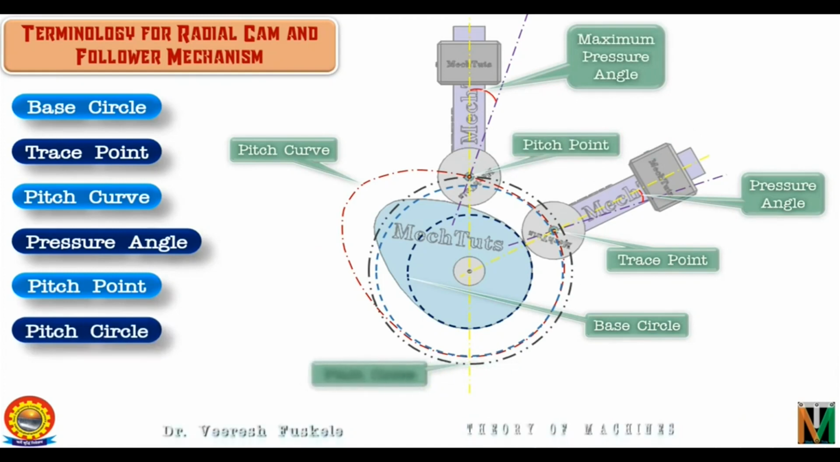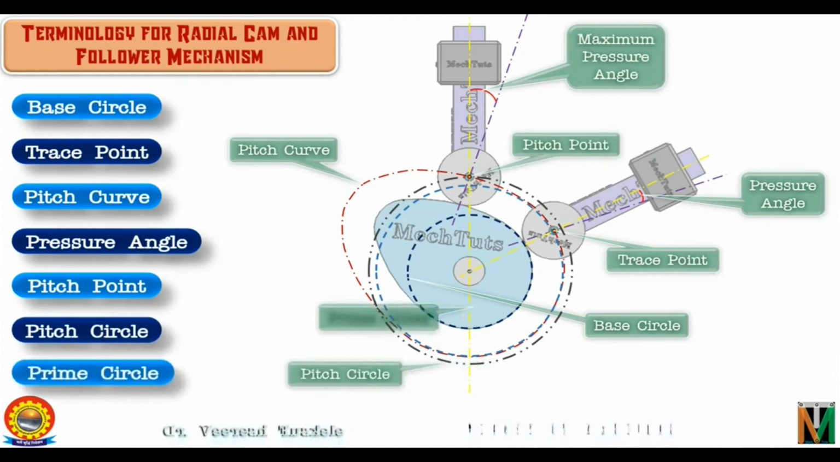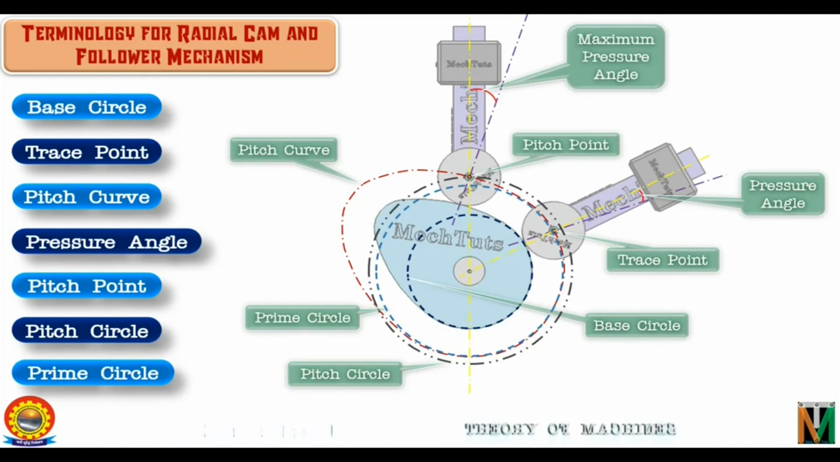The pitch point, at which the pressure angle is maximum; the pitch circle, which is concentric to the base circle and passes through the pitch point; and the prime circle, which is tangent to the pitch curve and has the cam center as its center. So these are the terms that are used to define the radial cam and follower mechanism. I hope you have understood the terminology for radial cam and follower mechanism.